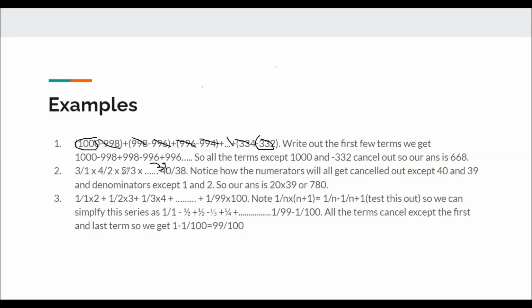But then the 1 and 2 also won't cancel because there's no numerators of 1 or 2. So it's just going to be 40 times 39 divided by 2, or 780.